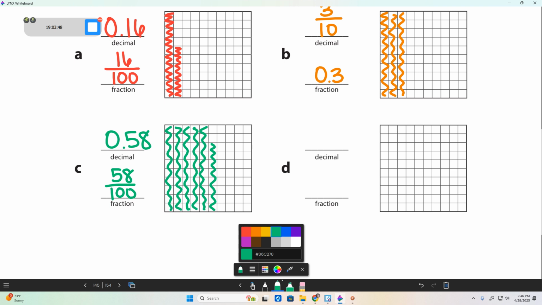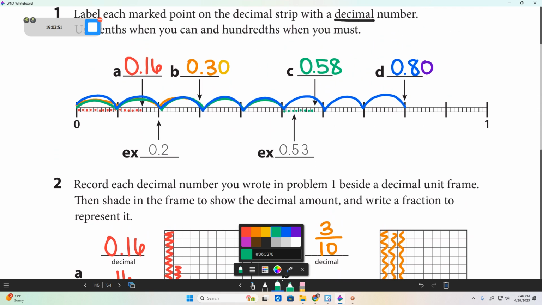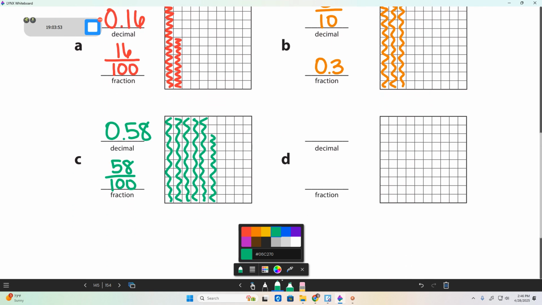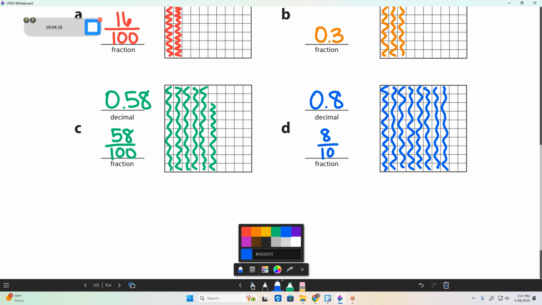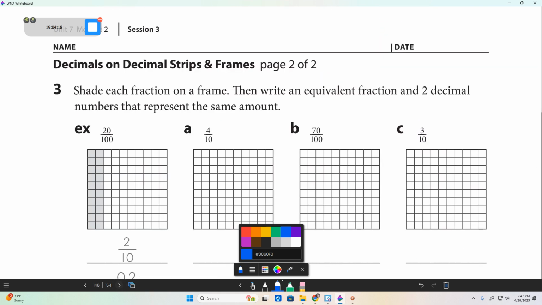All right, and finally, letter D, let me look up there. Letter D was 8/10. So I'm going to write 8/10 as a decimal, 8/10 as a fraction, which of course is the same as 80 hundredths. So 8 strips or 80 little squares, one and the same. Okay, that's page 141. Let's go ahead and look at page 142.